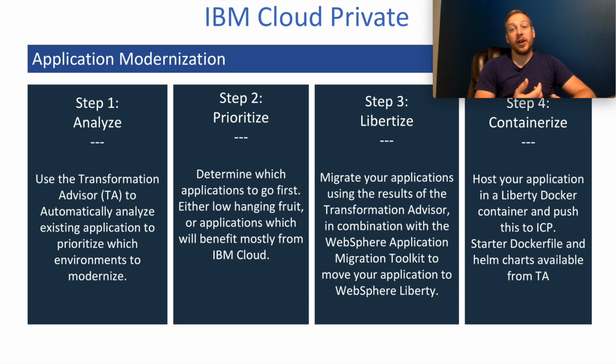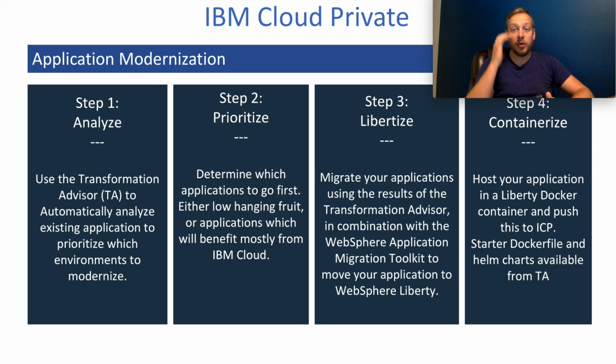And step three is doing the actual work, which is libertizing. And we use the Transformation Advisor with a lot of its suggestions and accelerators to do that. And as well, we have the WebSphere Application Migration Toolkit, which is an Eclipse plugin, which can help you do a lot of the actual development work if required. And then step four is containerization, taking that Liberty application once it's up and running, hosting it in a Docker container, and pushing that to IBM Cloud Private. And the Transformation Advisor provides a lot of accelerators for that as well.